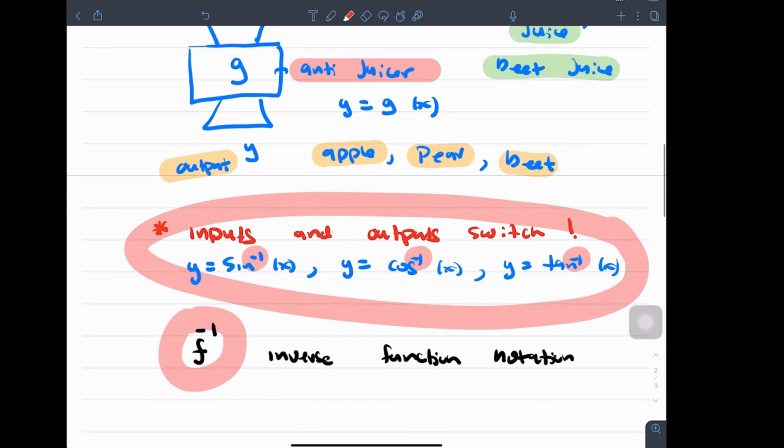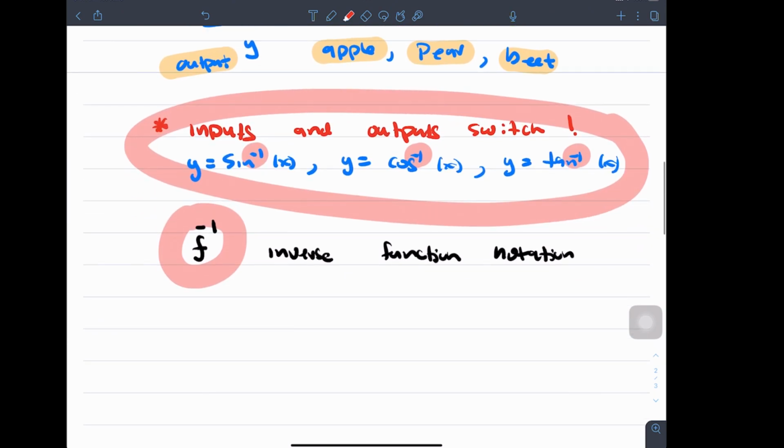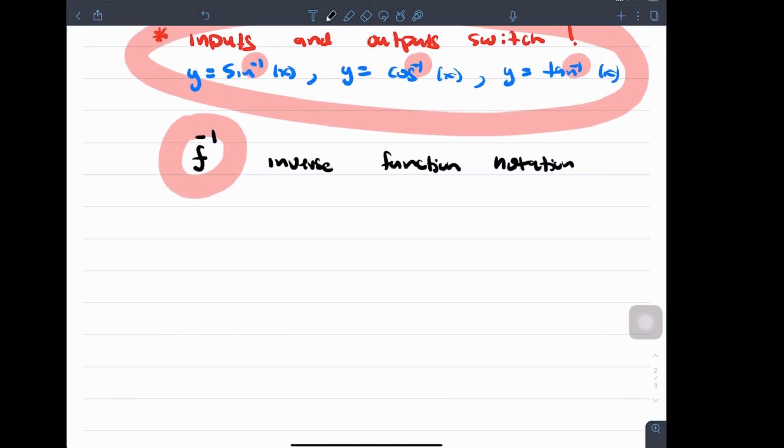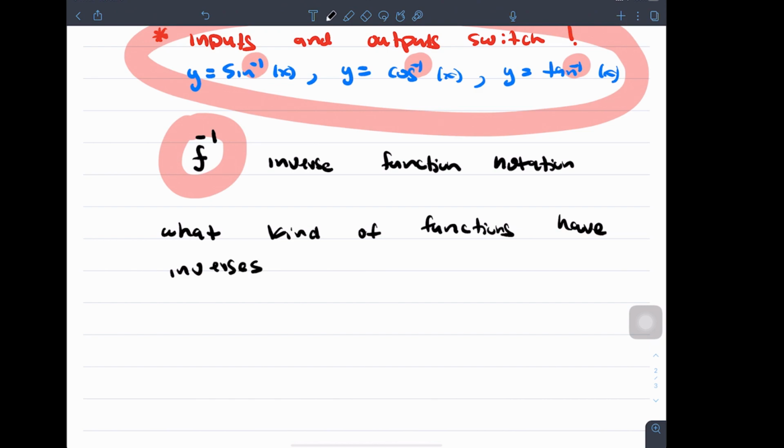Okay, so you see that little -1 sign. I just want you also to recall a very important fact here. If you guys can recall, what kind of functions have inverses? Remember what you know from the past. What kind of functions have inverses? Do you guys remember?